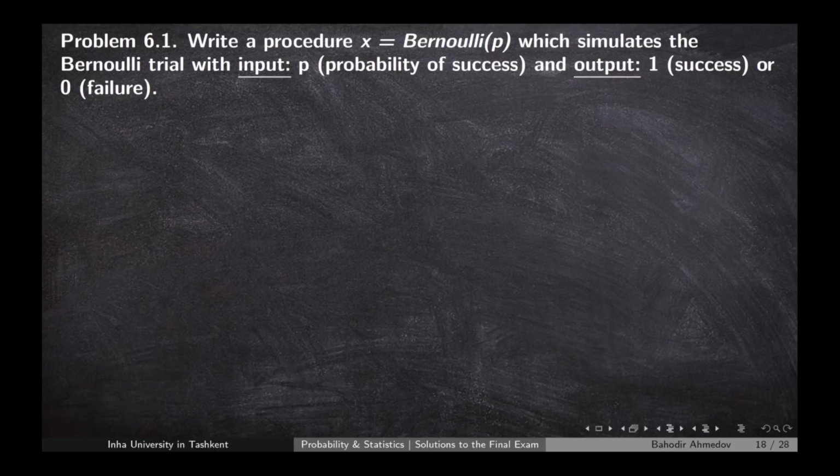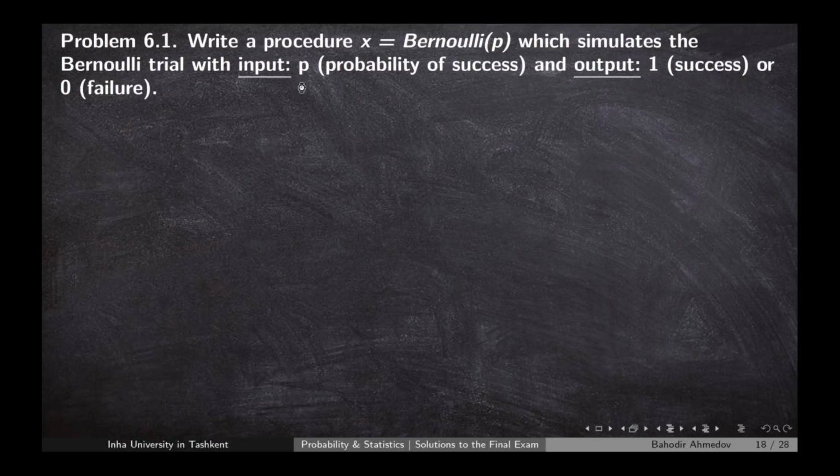Problem number 6 is about the Bernoulli trial, or the procedure of the Bernoulli trial. A Bernoulli trial is when we have two possible outputs for our random variable, 1 or 0, and the probability of 1 is equal to p, and the probability of 0 is equal to 1 minus p. So we need to write a procedure which gives us values 1 or 0 randomly with this distribution p.